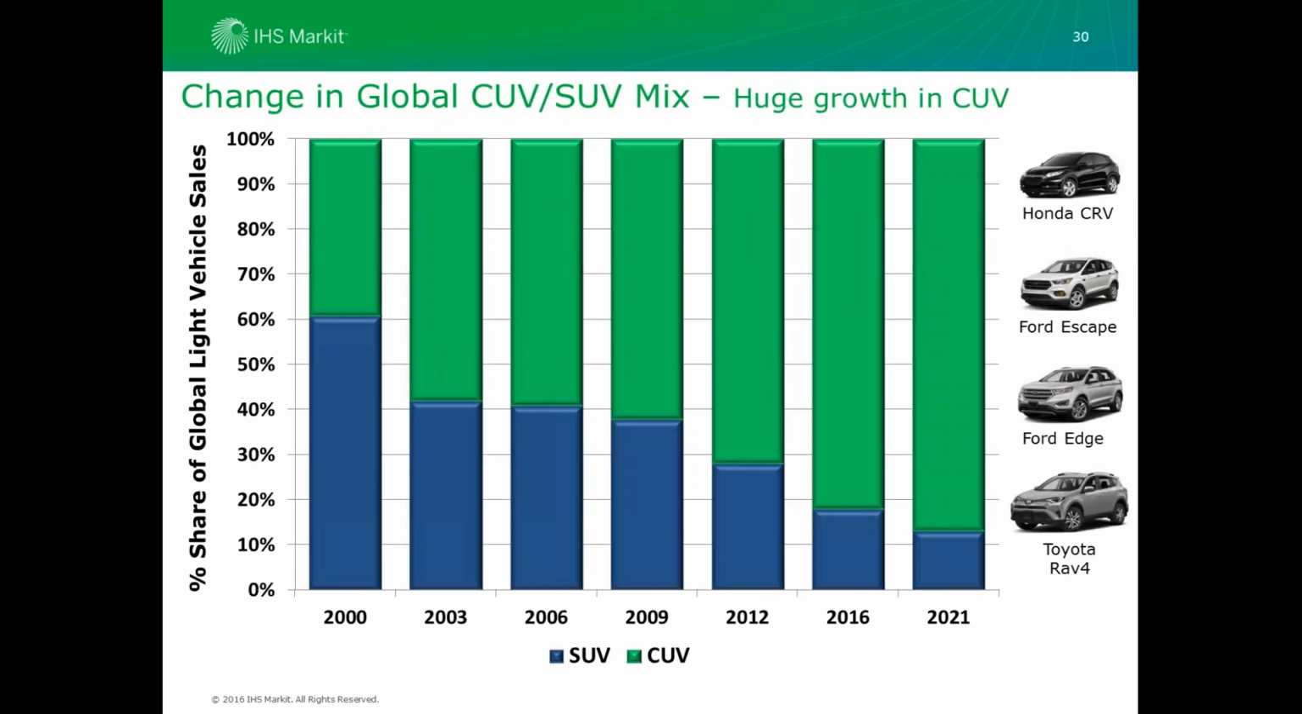So let's break out those CUVs and SUVs globally. As you can see, it's really the CUV that's driving the growth in this segment. CUVs will be about 90% of that segment by 2021. In fact, today they're already about 85%. And you can see some of the types of vehicles that I'm talking about there. Much of this growth is being driven by the smaller CUVs, like the Honda CR-V, the Ford Escape, the Toyota RAV4, but also the mid-size ones like the Ford Edge. So the same thing is happening around the world that we see in the U.S.